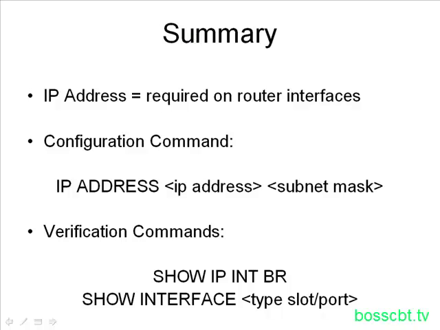Okay, so to summarize what we covered, we now know that an IP address is required on a router interface if you want to be able to send and receive traffic on that interface. And in order to apply an IP address, we go into interface configuration mode and we type the command ip address, we state the IP address and the subnet mask that we want to use.